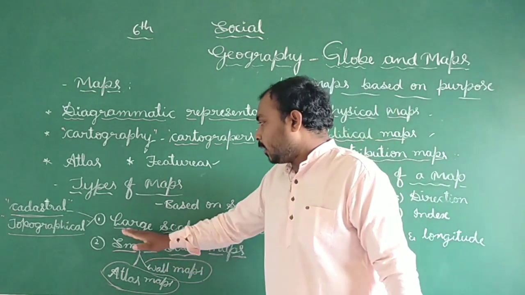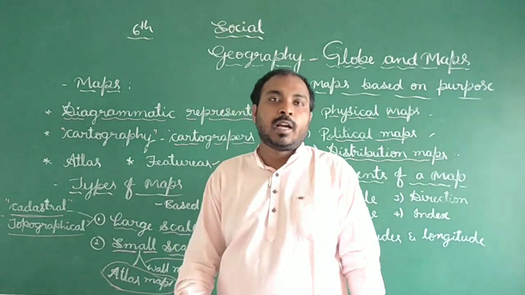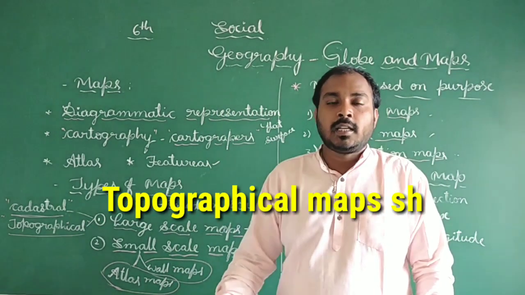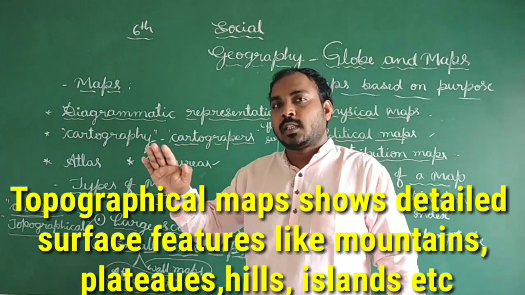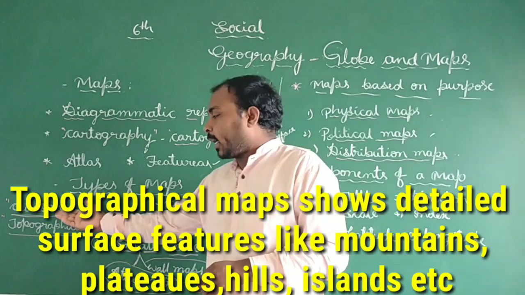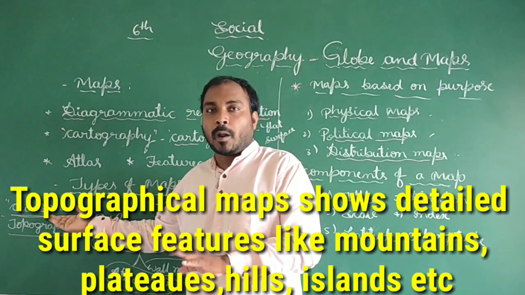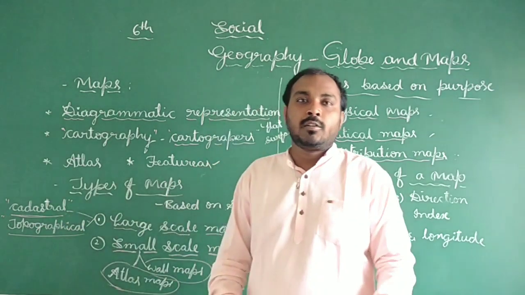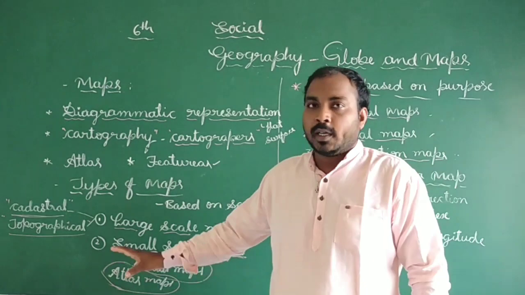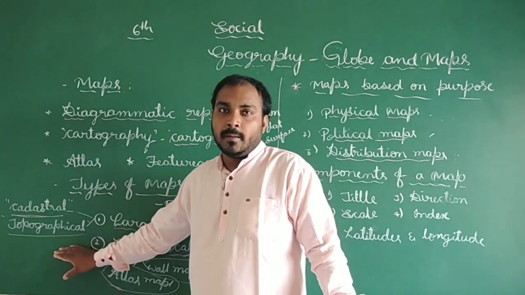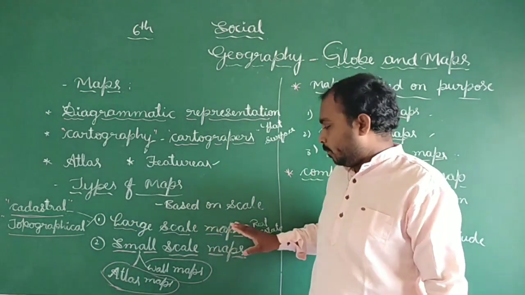The next one in large scale maps is topographical maps. Topographical maps cover the surface of the earth completely. They give the earth's features information. Cadastral maps give individual details, individual property lists, but topographical maps give the whole earth's properties information. So these two belong to the large scale maps.